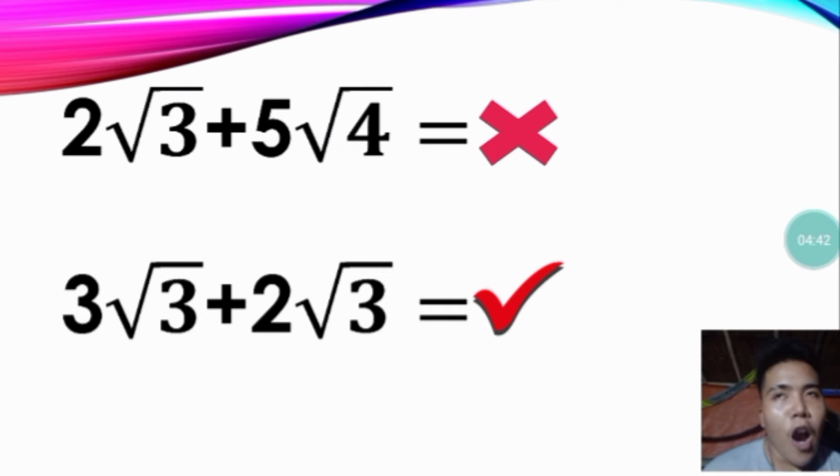So always remember, in adding or subtracting radicals, you need to have the same radicand. So square root of 3 to square root of 3, square root of 5 to square root of 5, and so on. And always remember, having a different radicand is an error. You cannot add or subtract with different radicands.